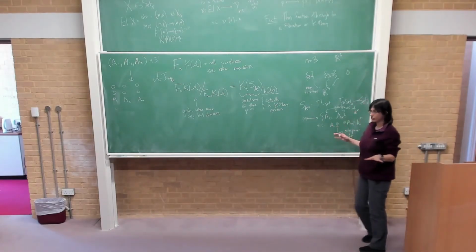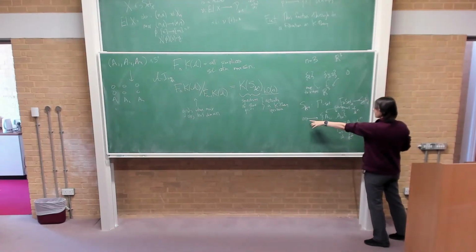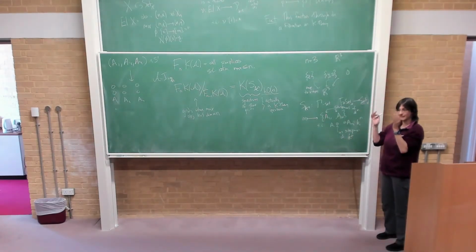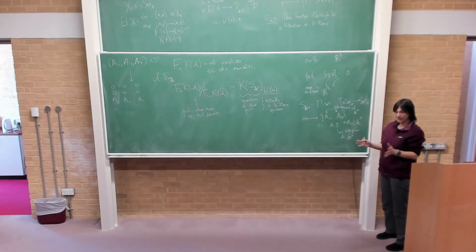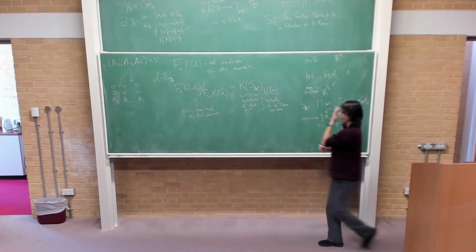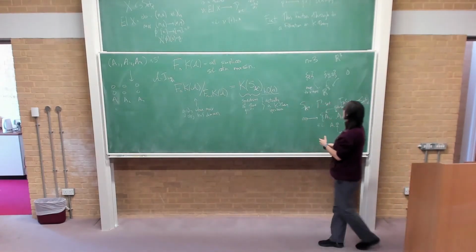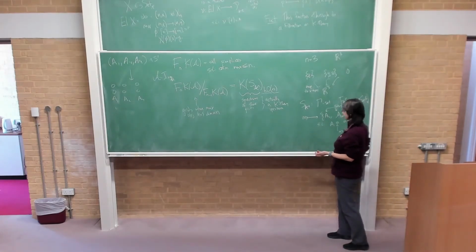Again, not special at all. Keep that in mind. At level 1, you just have the singleton set containing k to the n. You can't add k to the n to itself in any way. This is not special, but it still has a K-theory. It's fine. So what is this K-theory?